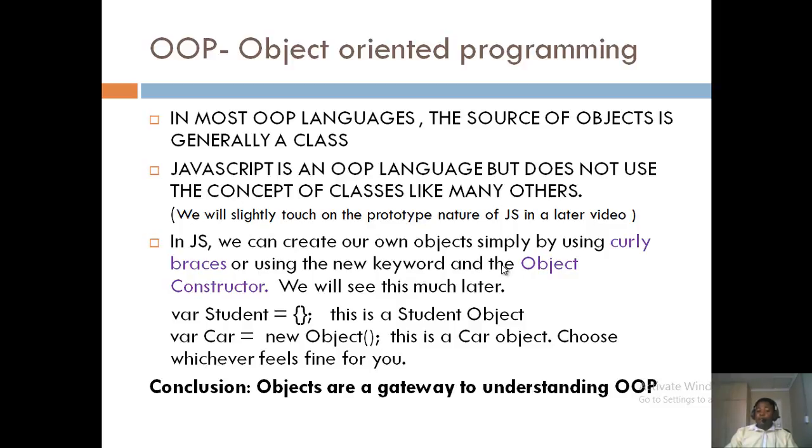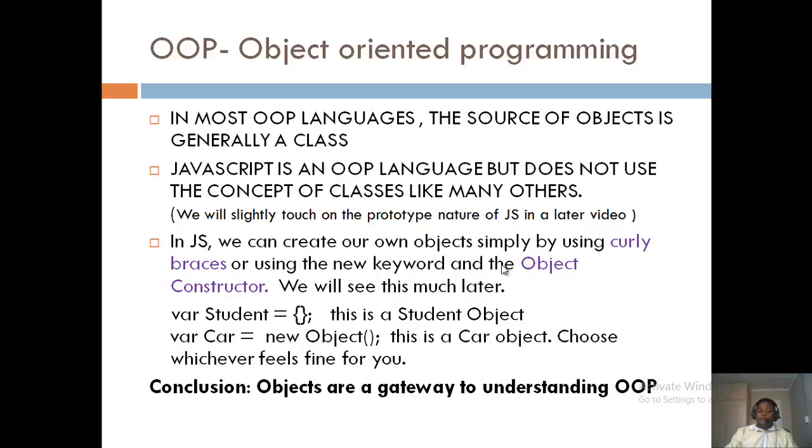JavaScript is an OOP language, but does not use the concept of classes like many other languages such as C#, Java, PHP, but it has the idea of prototype. And I think in one of the future videos we are going to take a moment to look at the idea of prototype and prototype chaining.